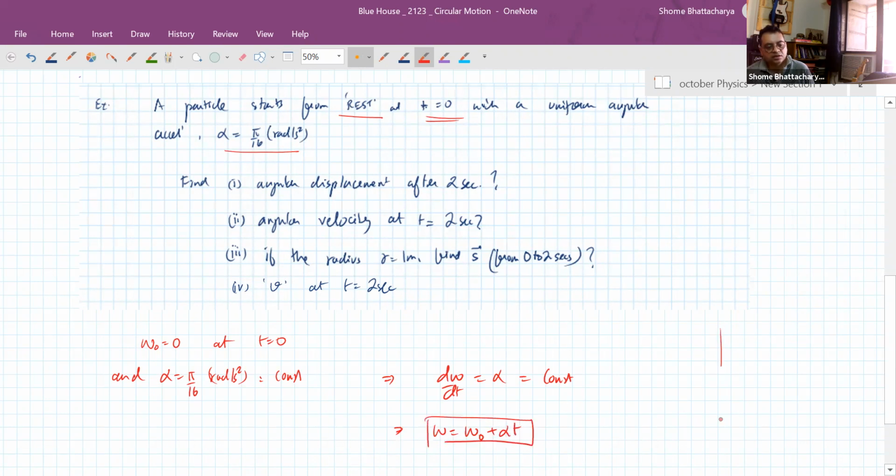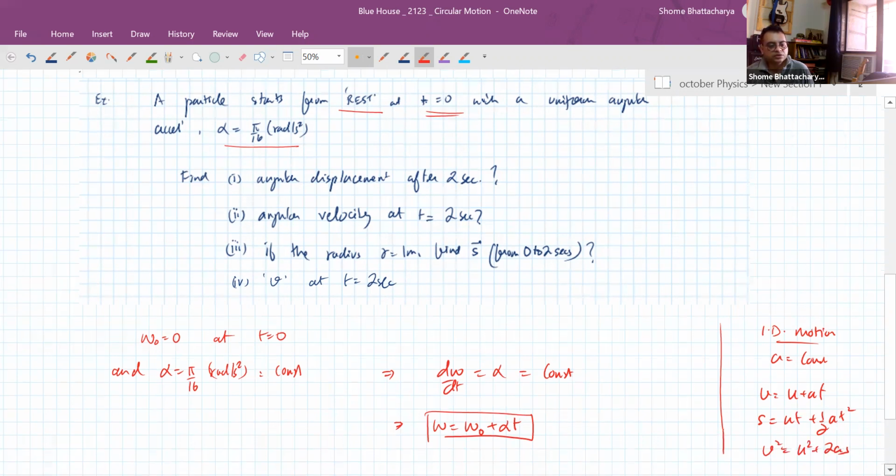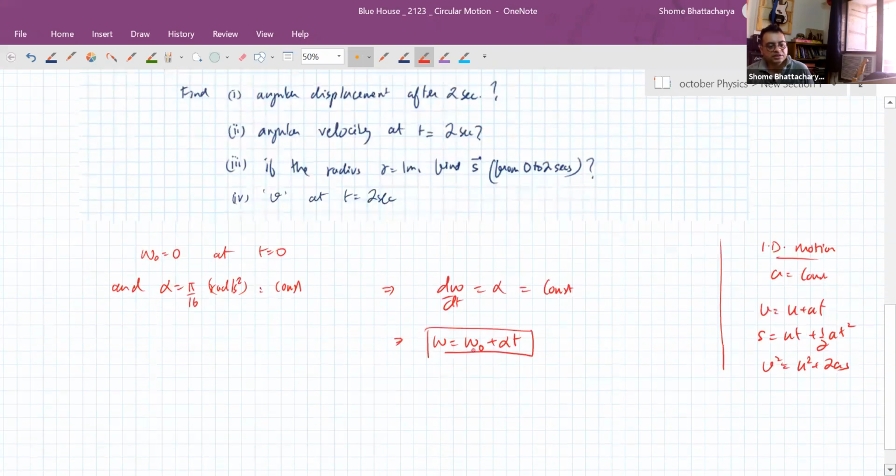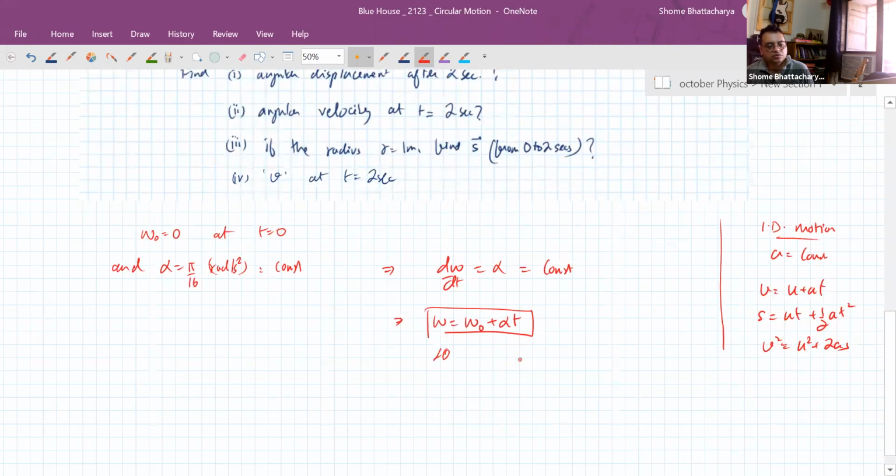Just like in 1D motion, if acceleration is constant, then velocity at any time becomes u plus at, and displacement at any time becomes ut plus half at square, and v square becomes u square plus 2as. So like that we can use similar equations here. Angular displacement at any time is like this. So you're just changing the linear variables to angular variables.